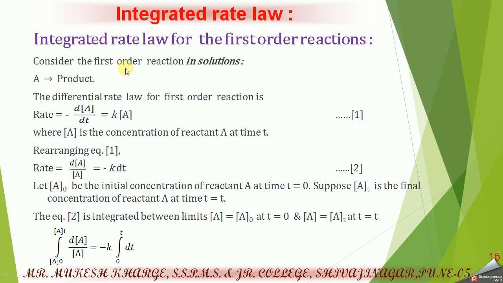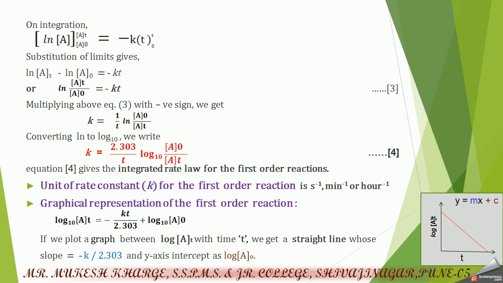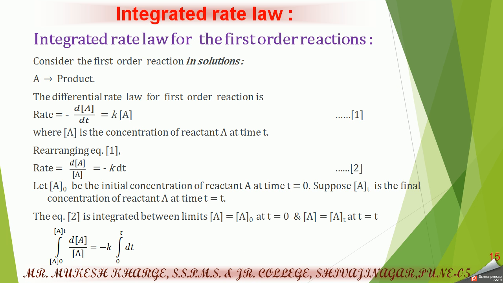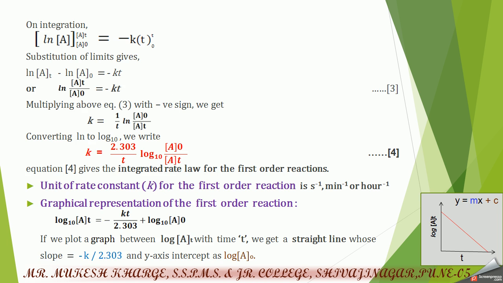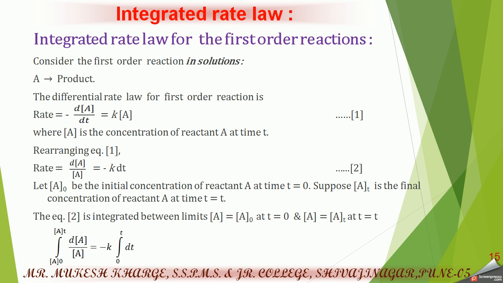Consider the first order reaction in solution first. So let us suppose our reaction is A, which is the reactant, gives product. Then all are familiar with the rate law of any reaction. So rate of the reaction is directly proportional to the concentration of that reactant. This is your rate law. We write here differential rate law for first order reaction.